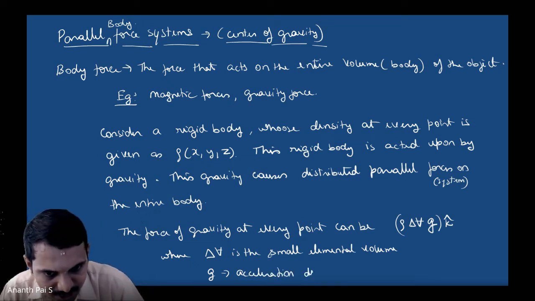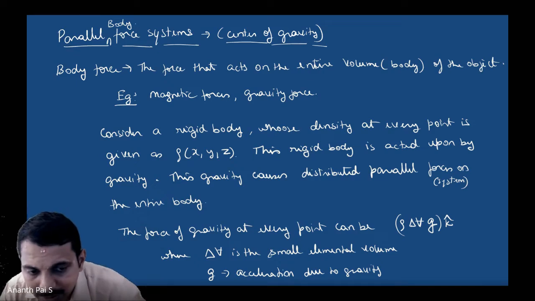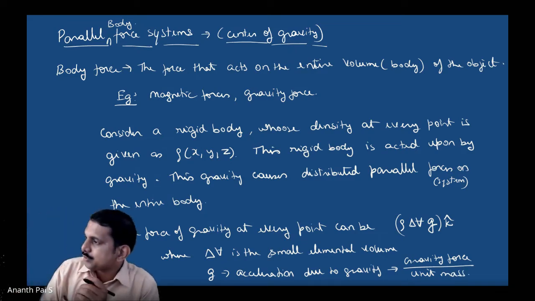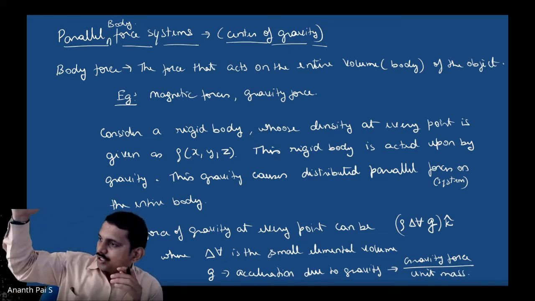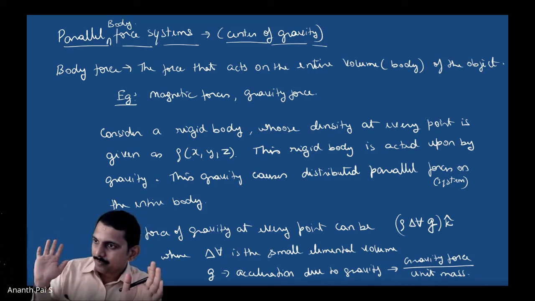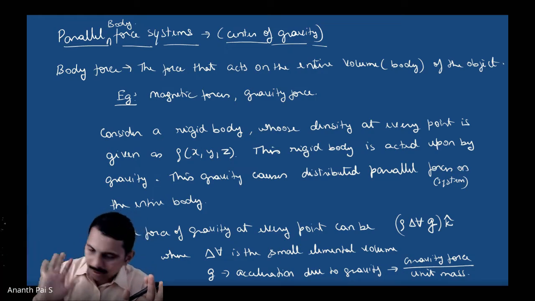G is acceleration due to gravity. What is acceleration due to gravity? It is nothing but gravity force per unit mass. Is it not? What is acceleration due to gravity? It is gravity force per unit mass. This has to be very, very clear. So acceleration due to gravity is gravity force per unit mass. Done? Very good.